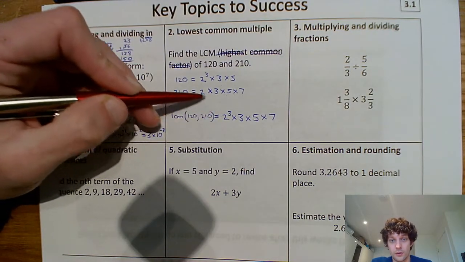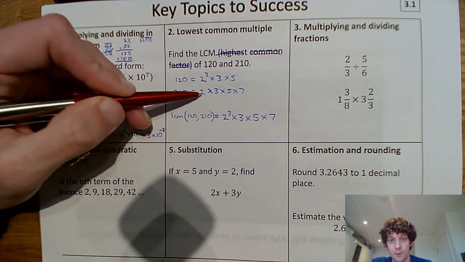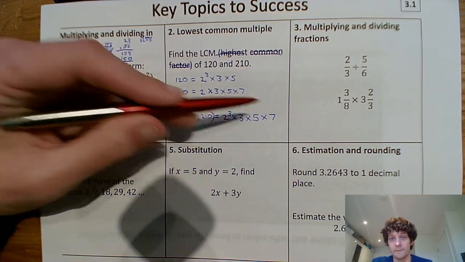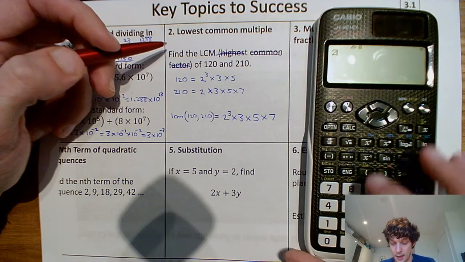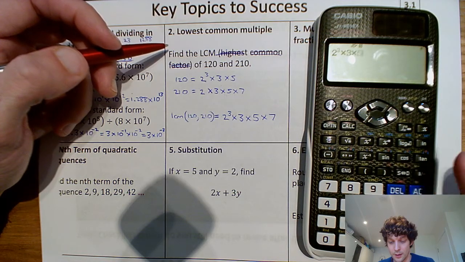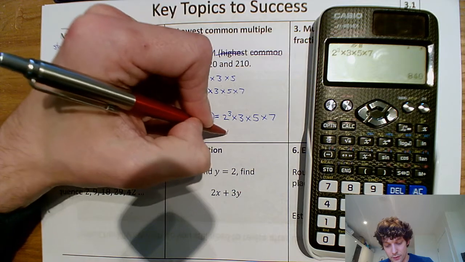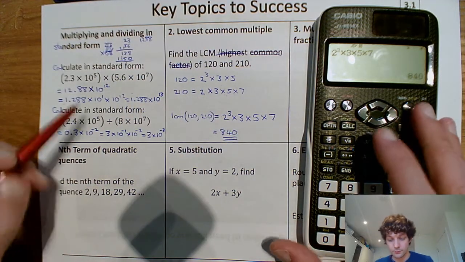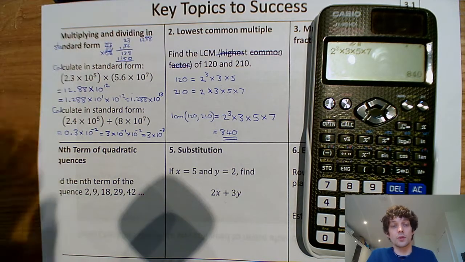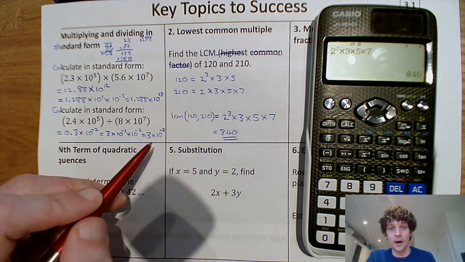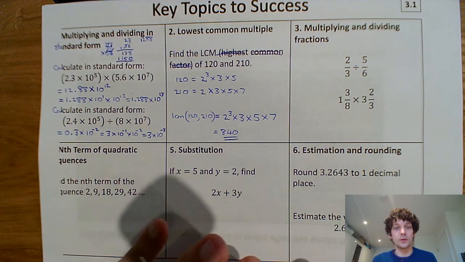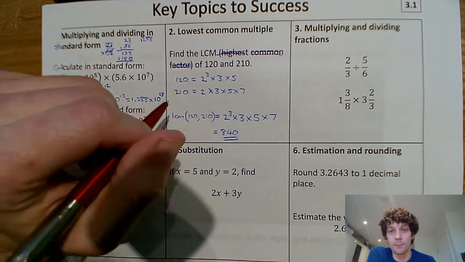So we've got 210 is a multiple of this now, because there is a 2 in it, there's a 3, there's a 5, and there's a 7. And now I can just put that into my calculator. So 2 cubed times 3 times 5 times 7 is 840. So it's sort of the opposite of what we did with highest common factors. With highest common factors, we were picking out just things that were in both products of prime factors. For lowest common multiples, I'm picking out just enough to cover both of the prime factorizations.